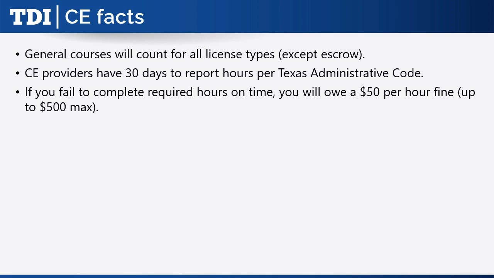Some quick facts that might help you avoid that. So first, general CE credits will count for all license types except escrow licenses. Escrow licenses have to complete title escrow-specific CE. Escrow hours, like we talked about earlier, will count for all license types, even escrow. Importantly, CE providers have 30 days to report CE completion to TDI and to issue a certificate of completion. So don't be the person that waits till the last week or day or hour to complete your CE before your license expires. It's likely going to result in delays.